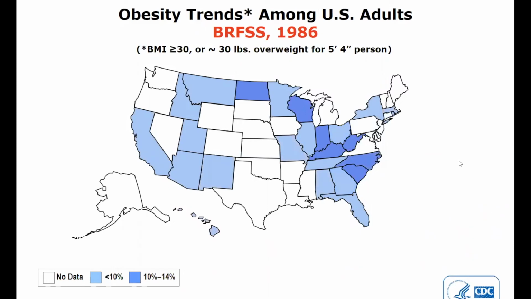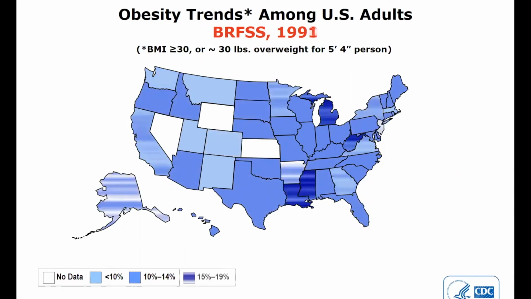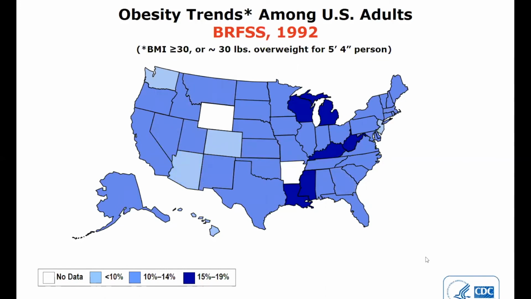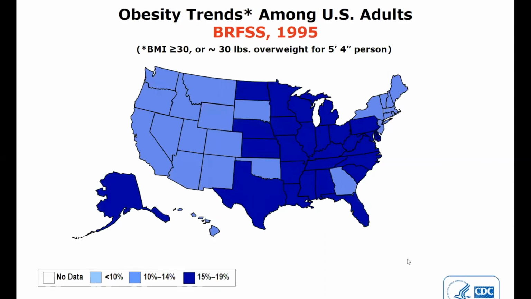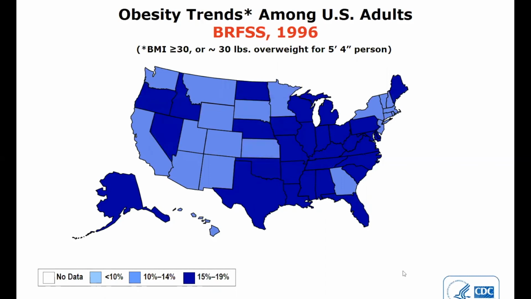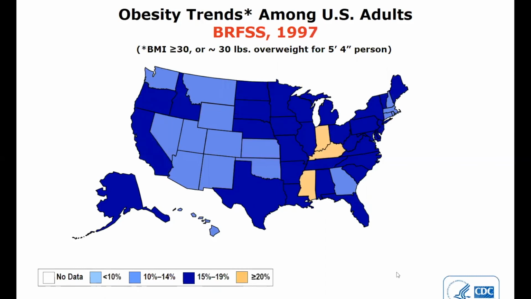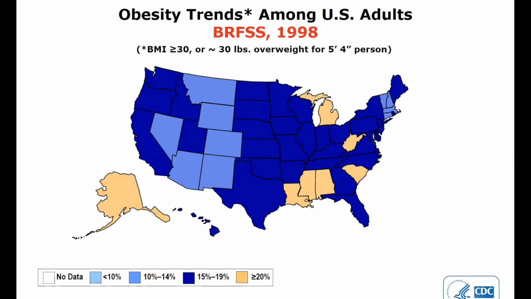And this is 1986, 87, 88, 89, 90, 91, a new category was added where 15 to 19% of the population is obese. 92, 93, 94, 95, 96, 97, 98. Notice a new category was added with greater than 20% of the population obese.